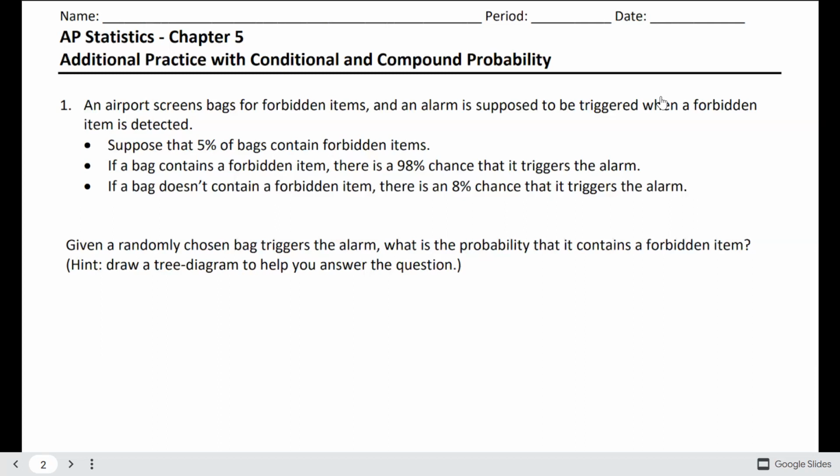Suppose the chosen person does not have a parking pass. What's the probability that he or she is a junior? How would I calculate this? What does my probability notation look like? Let's start there. Probability of being a junior. This is the thing that we want to know the probability for. What do we know about them? They do not have a parking pass.